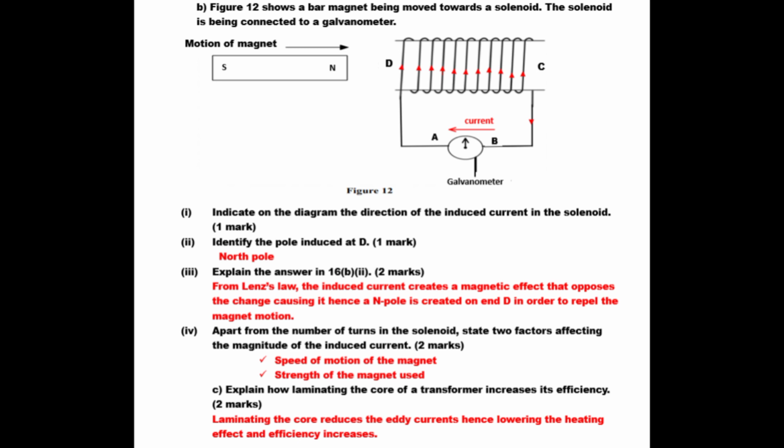Explain how laminating the core of a transformer increases its efficiency. Laminating the core reduces the eddy currents, hence lowering the heating effect, and efficiency increases. Remember, that is the essence of laminating, to reduce eddy currents. And once eddy currents are reduced, the heating effect will also be reduced, and therefore efficiency will improve.